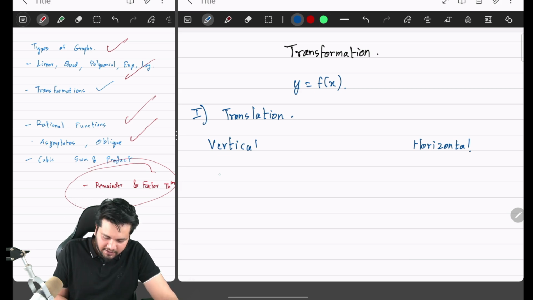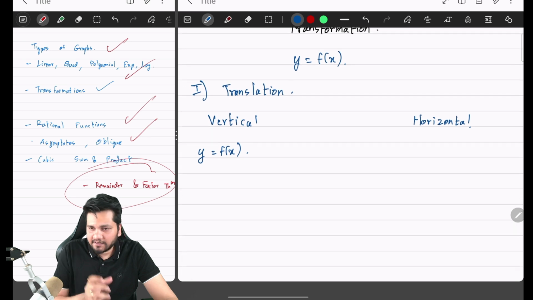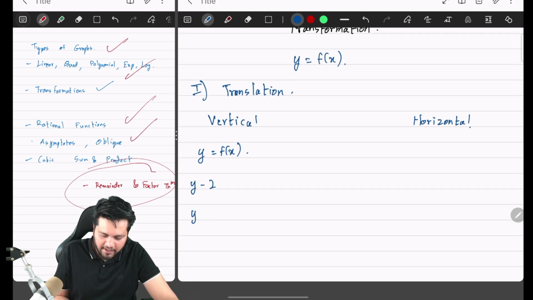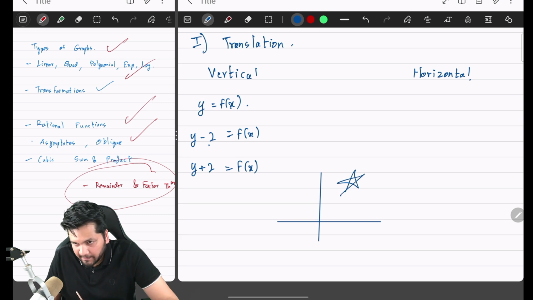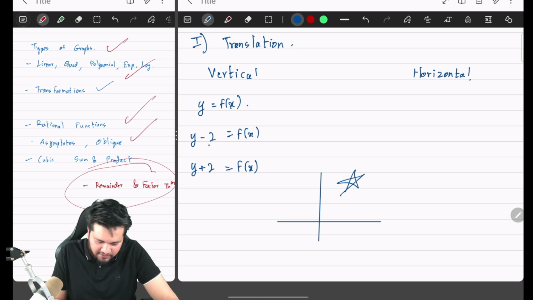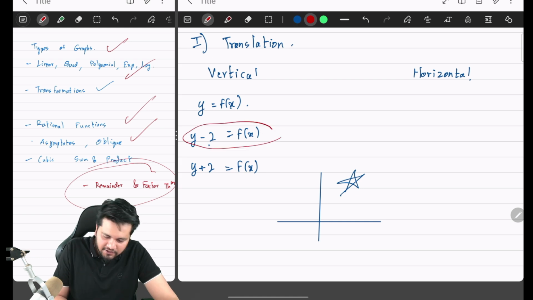Okay. In general, if I have y is equal to f of x, and there is a change in y, that means I'm talking about y minus 2 or y plus 2, something like that, is equal to f of x. So I am transforming this normal function y is equal to f of x to y minus 2 is equal to f of x, and to y plus 2 is equal to f of x. Now if you see, this is not a function, but I'm just giving it as a reference. So let's say this is a function. In that, if I make it y minus 2 is equal to f of x.